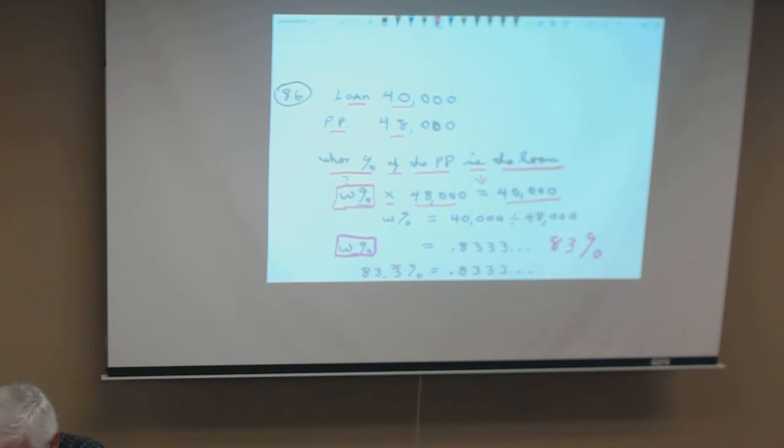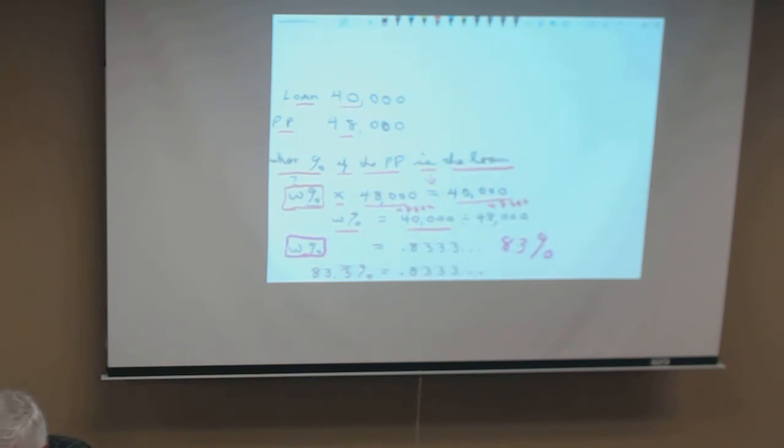So what percent would be 40 divided by this 40? I would divide both sides by 48,000. And I end up with 40 divided by 48 is 0.833, which equals, move it over 2 places, 83.3% or 83%.